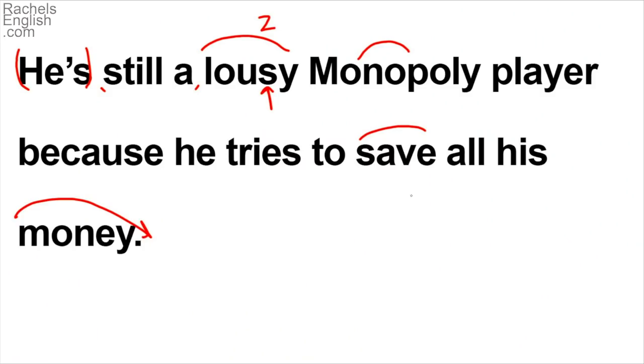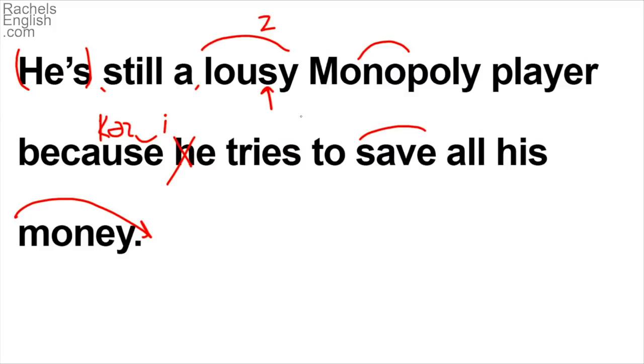Still a lousy Monopoly player because he tries to save all his money. Because he tries to. Because becomes because, with a K and a schwa. Then the Z links right into the E vowel because the H is dropped in he. Because he.